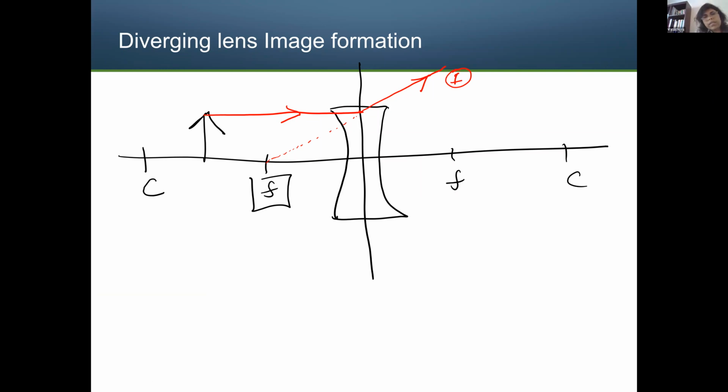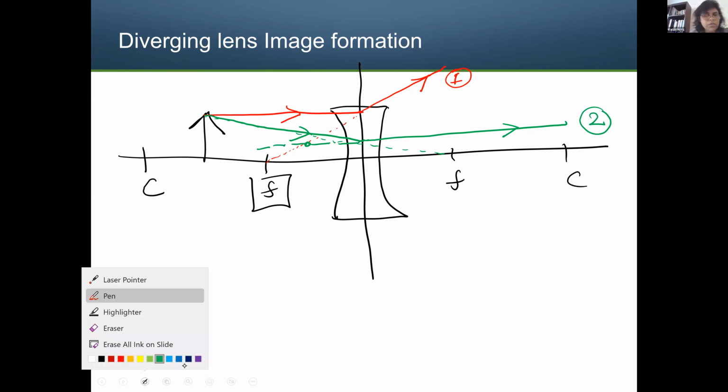So that means I need to send the light similar to going through the focal point on the other side. But it will not go to the focal point. What happens is, when it hits the lens, it is going to go parallel to the axis. This is your second ray. Then if I extend those dotted lines, that is the backward extension. So if I extend those dots, this is where you're going to find your tip point, right?